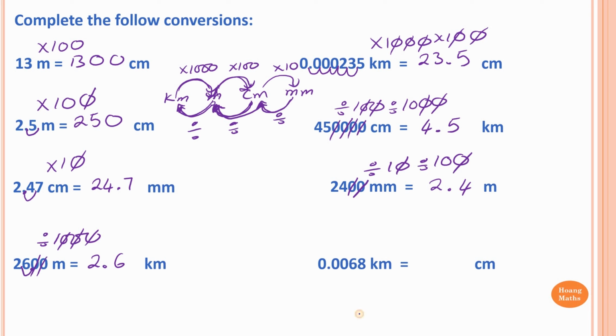0.0068 kilometers to centimeters. From kilometers, we're going to meters first, which means you times by 1,000. And then from meters to centimeters, you times by 100. So we move 1, 2, cancel this 2. And then you move 1, 2, cancel this 2. So 68 times 10, so 68, just add a 0.